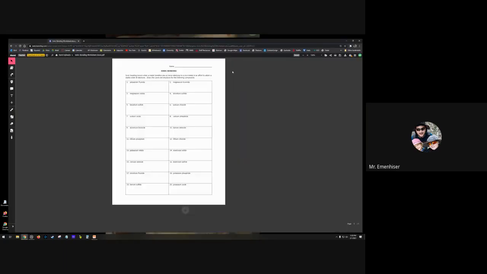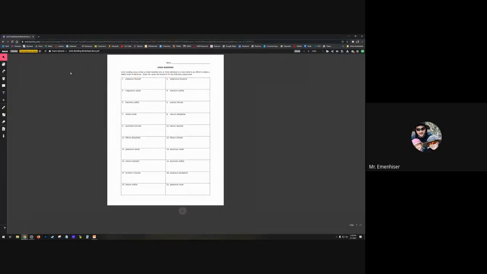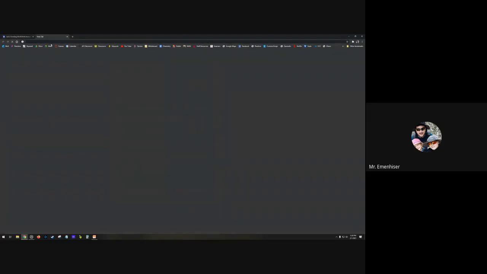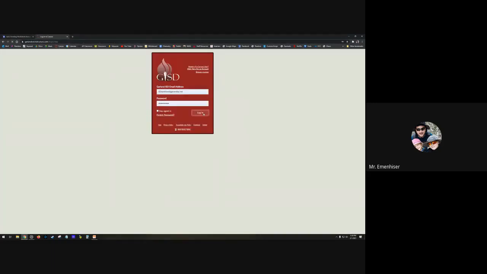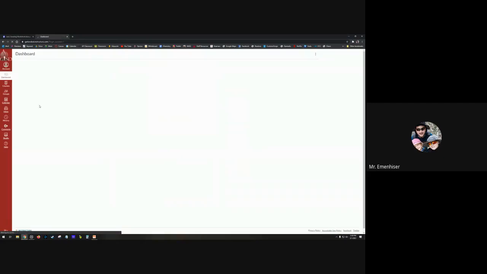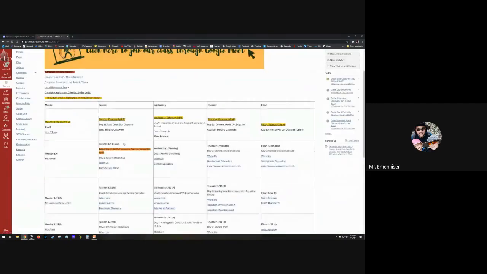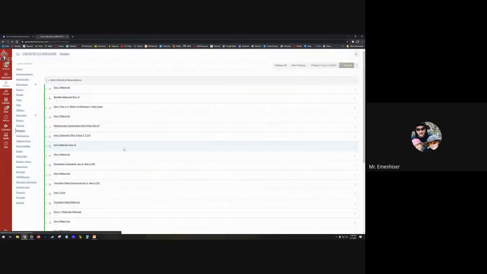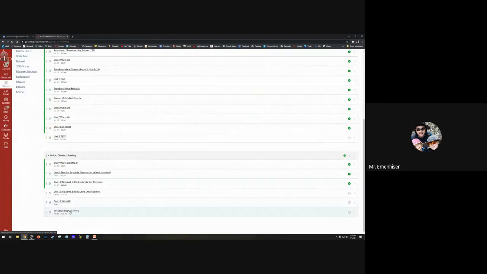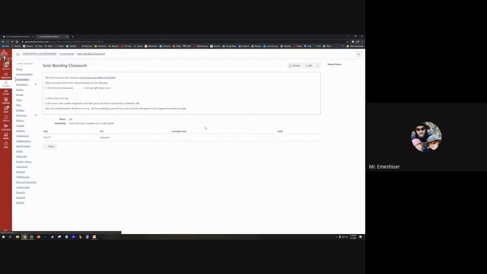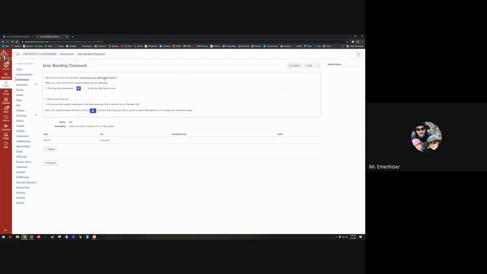Okay, hopefully this works. So this is a Cami. It's basically a document where it'll allow you to edit it. And so you guys will need to do this for the classwork. So you'll go to the classwork here. Let's see, modules, unit 2, so ionic bonding classwork. So you'll open that. I'll give you guys a link for that. You'll have to just click on the link here, and it'll open this up.